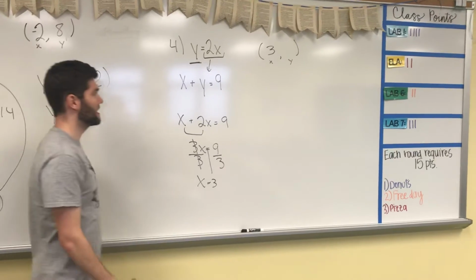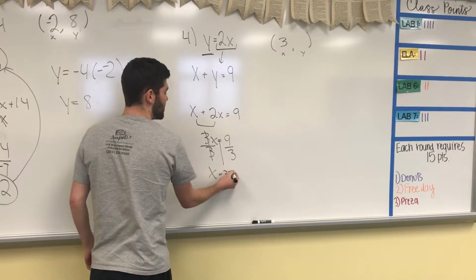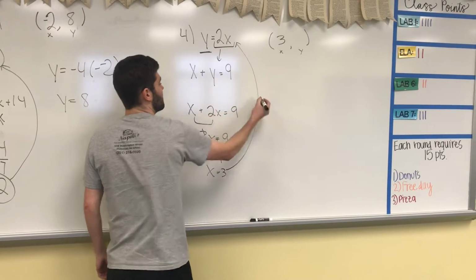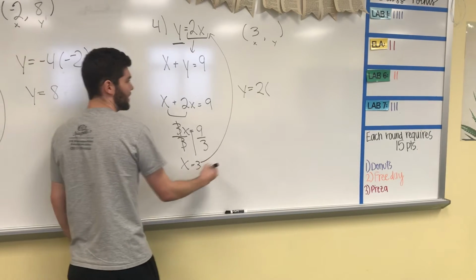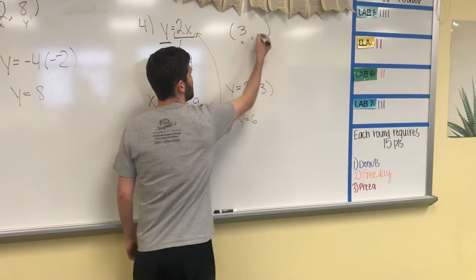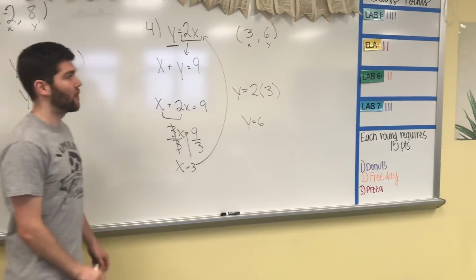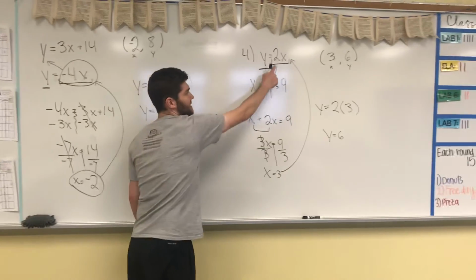I have to plug it in to find my y. I can use either equation. This top one is shorter, no negatives. I'm going to put it in there. Y equals 2. Instead of x, I'm going to put my 3 in. 2 times 3 equals 6. So that's how you solve a system of equations when you're being given a term instead of just a whole number.